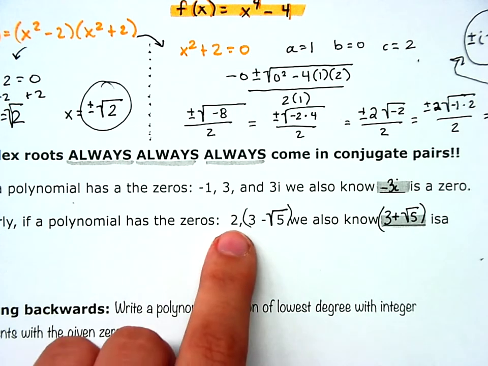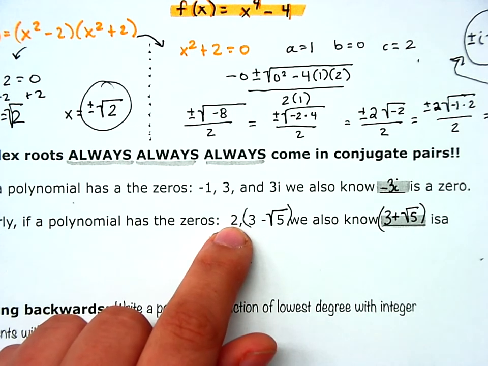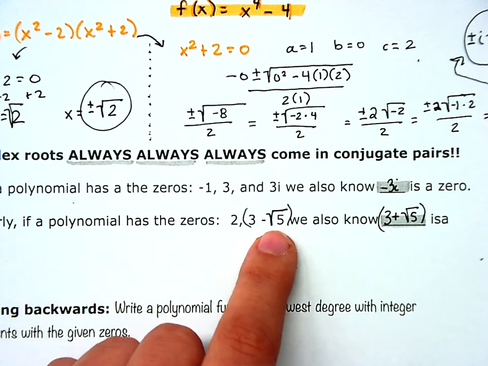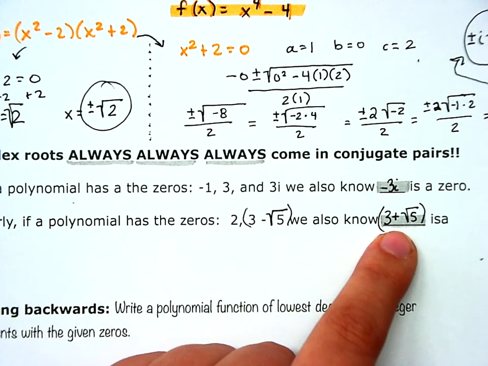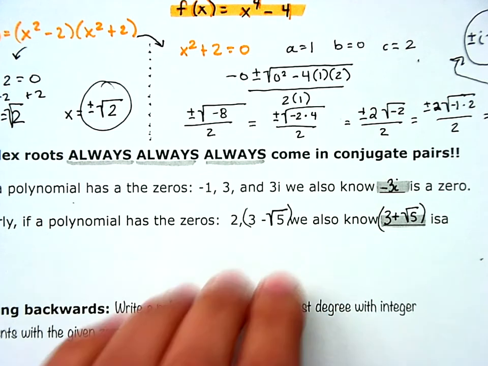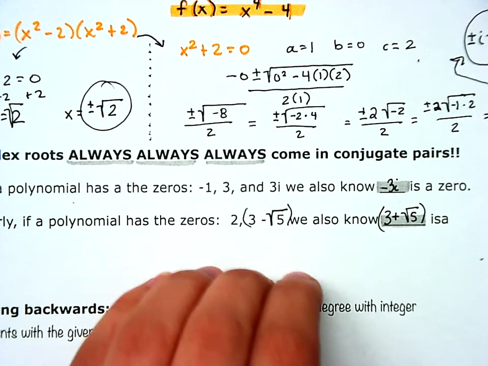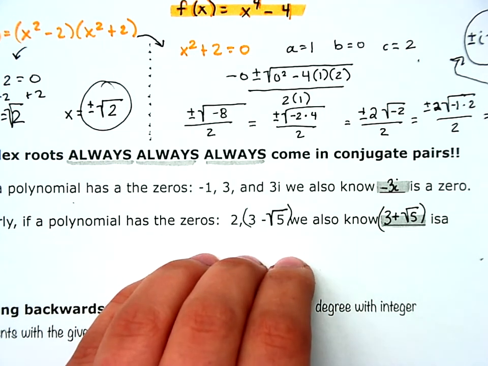So remember, if it's rational, it just is alone. If it's a complex root, we know automatically that the conjugate is also a zero. So that's a really typical type of problem. You'll be given some of the zeros, and you have to find the rest of them.